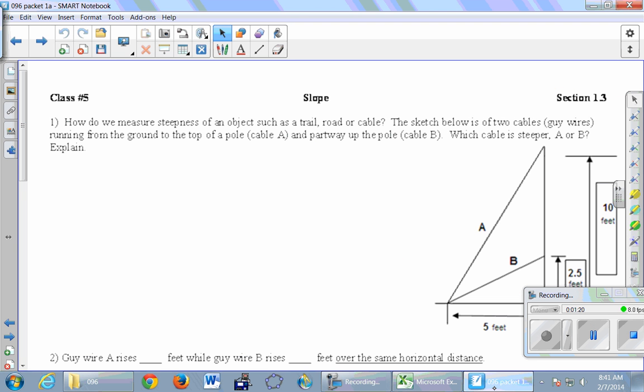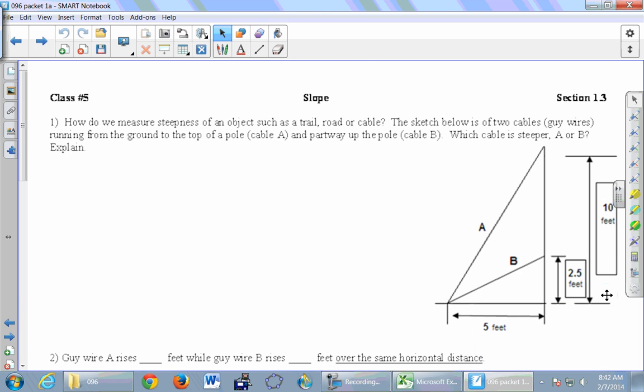Let's come back here and jump in on page 26. This section is all about slope. So let's see if we can get a reader here. Alex, you ready? Number 1? How do we measure the steepness of an object, such as a trail, road, or the sketch below of 2 cables, guide wires, running to the top of pole A and partway up pole B? Which cable is steeper?